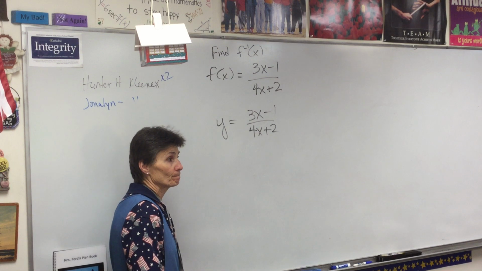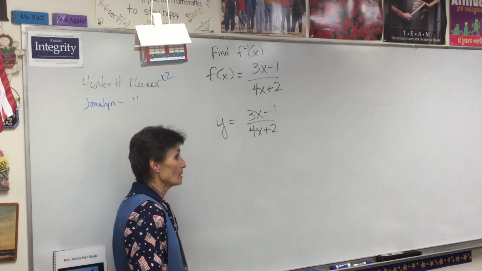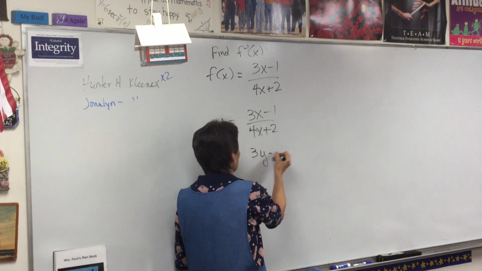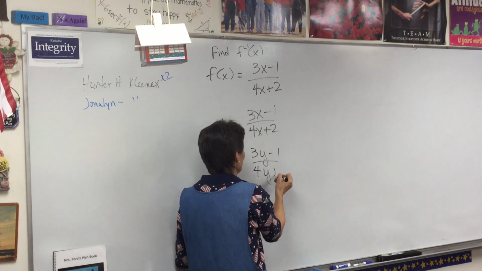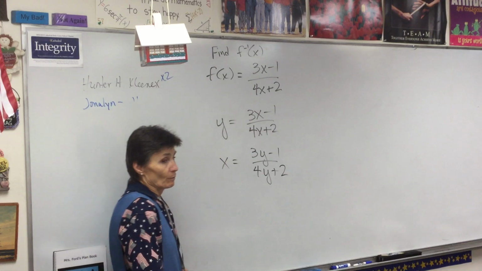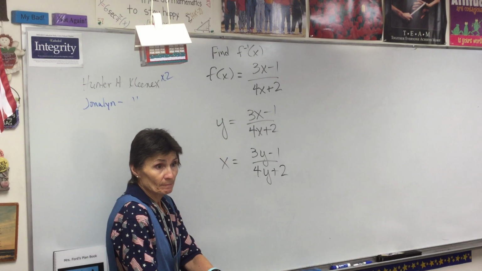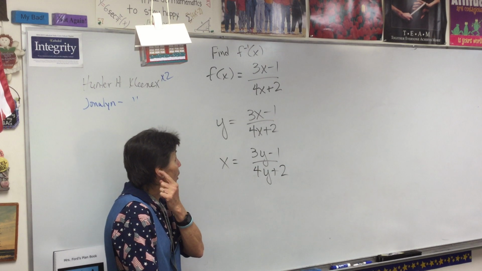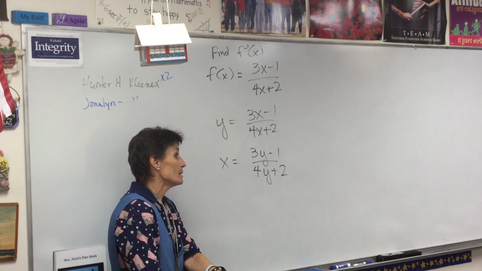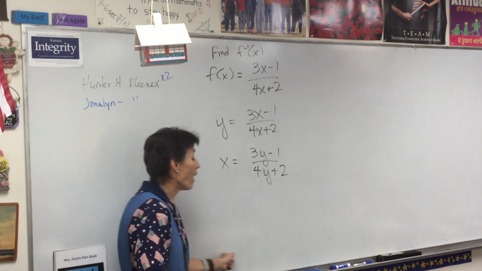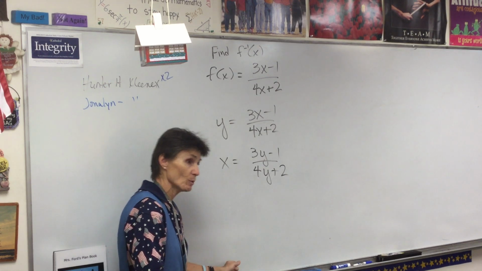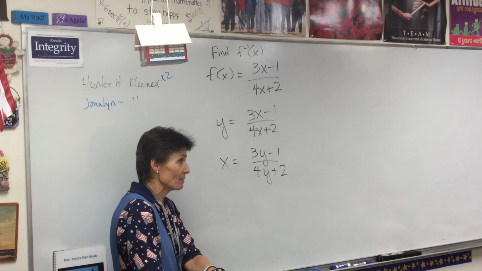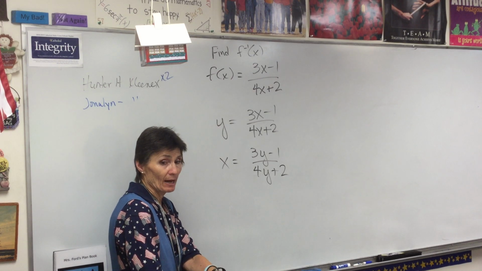Now what do we do? Now you replace the x's with the y. We flip-flop the variables. So x equals 3y minus 1 over 4y plus 2. Remember that from the other day, folks? Yes, ma'am. Okay. Now, your ultimate goal is to end up with y equals. Instead of x equals, you want to end up with y equals. So how do we make that happen? This takes several steps. How do we do that?